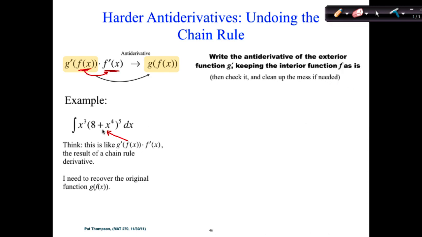So what is the antiderivative of something to the fifth? To the sixth, right? So it's the opposite of the power rule. So instead of lowering the power, we raise the power. But then if we have to the sixth, we're going to need 1/6. And then what do I do with the inside? Keep it the same. And we call this the first attempt.